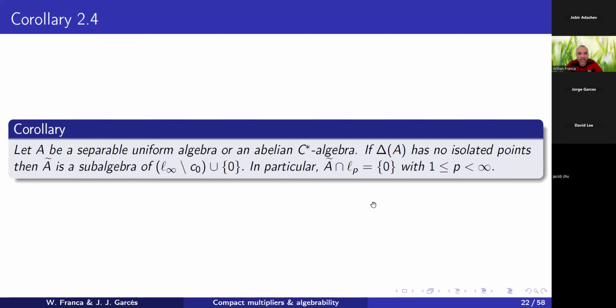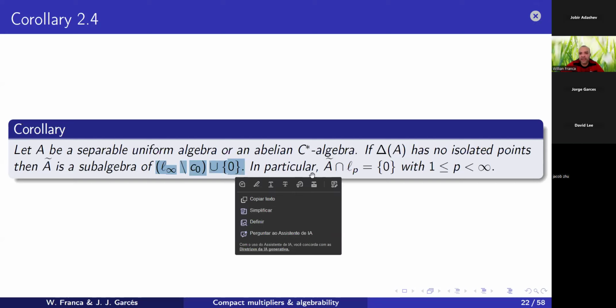If A is a separable uniform algebra or an abelian C-star algebra, and if the spectrum has no isolated points, we can actually show that A is isomorphic, in all this setting, to a subalgebra of this set. So in particular, such an algebra does not satisfy the classical LP. Now the intersection is trivial. That's pretty much it.